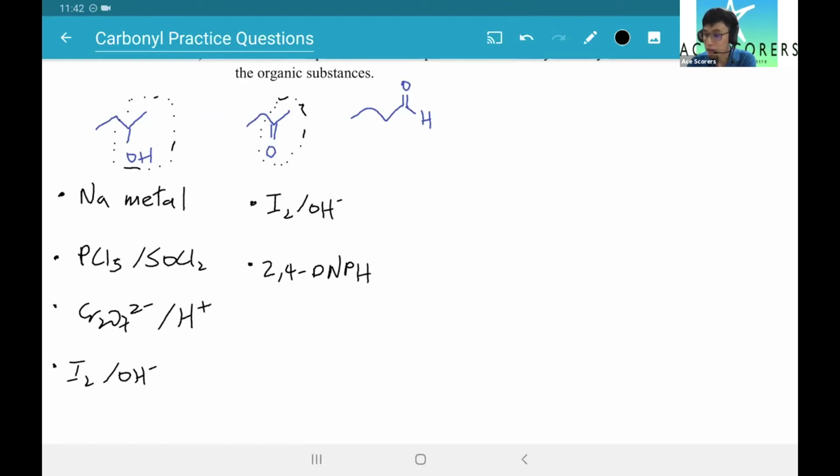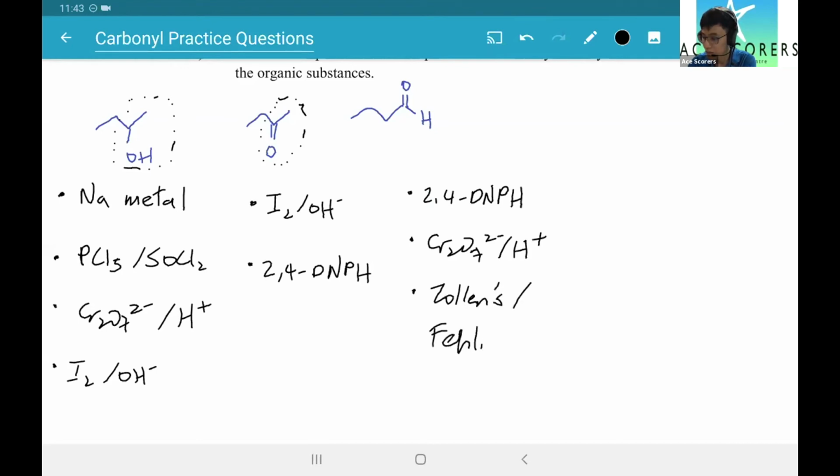Okay, so for the aldehyde, you can also use 2,4-DNPH. You can also use dichromate, but with dichromate we have the alcohol also, so that's a disadvantage. You can also use the Tollens test and the Fehling's test. Okay, both also can.